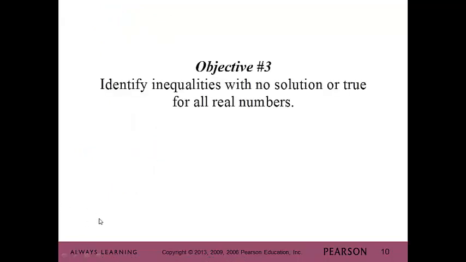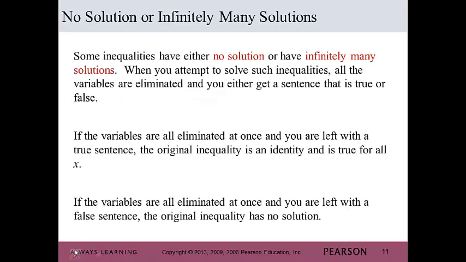Now, objective 3 says identify inequalities with no solution or true for all real numbers. So there are some inequalities that either have no solution or infinitely many solutions. When solving these type of inequalities, all of your variables will become eliminated, and you'll either get a sentence that is true or one that is false. An example of a true sentence would be 4 is less than 8. Because 4 is less than 8, this is true. And then an example of one that's false would be one like negative 4 is greater than 5.